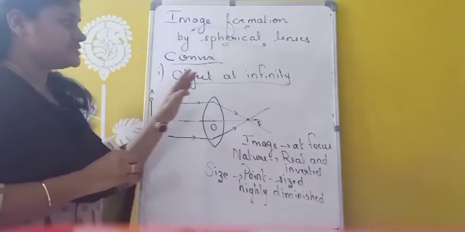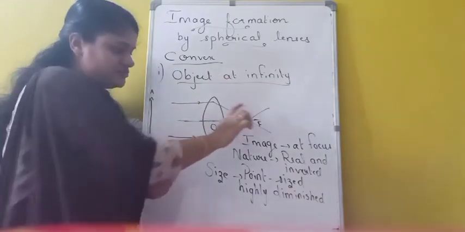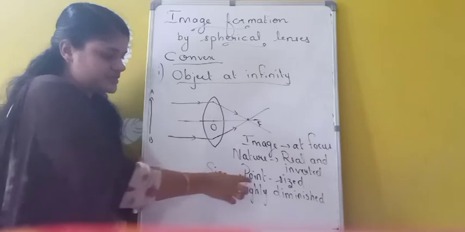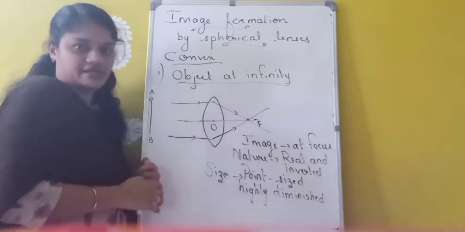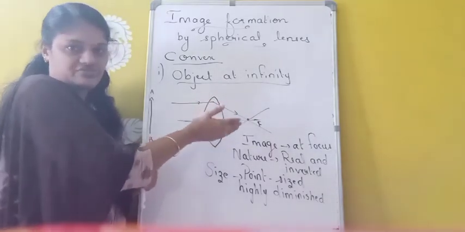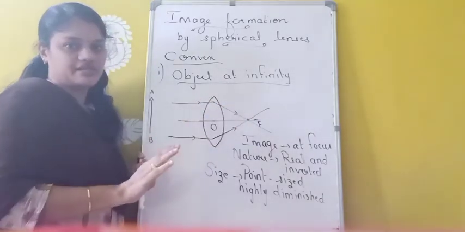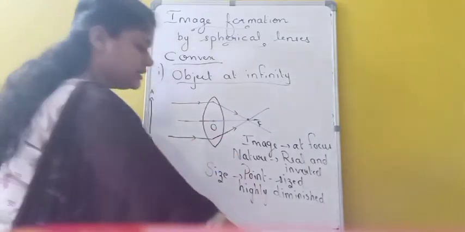This is the first case, that is when the object is at infinity. In the case of convex lens, we are getting the image at focus. And what is the size of the image? Point sized, highly diminished. And nature of the image is real as well as inverted. So whenever light rays are actually meeting at a point after refraction, it is a real image only, and all real images are inverted. Okay. Now second one.